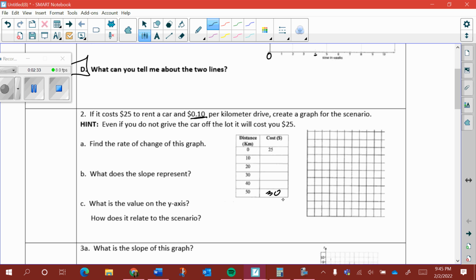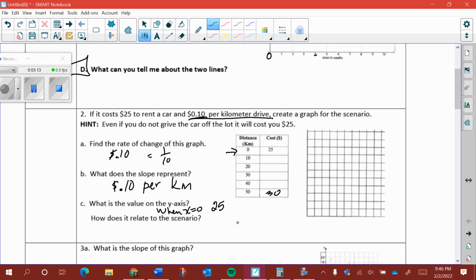So the rate of change in this is going to be the 10 cents per kilometer. Or you could also say it is 1/10 if you want to put it that way. What's the value on the y-axis? That means when the value of x is 0, which happens to be right here, the value on the y-axis is going to be the 25.